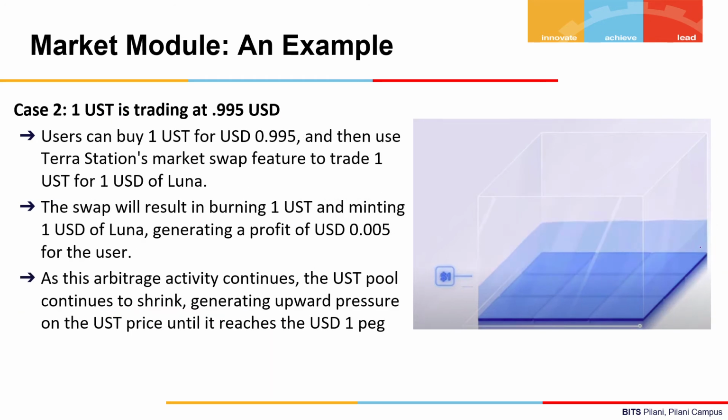Moving on to the second case, if the USD is trading at 0.995 USD, the user can buy 1 USD for this many dollars and then use the swap feature to trade 1 USD for 1 USD of Luna. This swap will result in the burning of 1 Terra coin and the minting of 1 Luna coin, and the profit of 0.05 can be pocketed by the user. Again, as this arbitrage activity continues, the volume will decrease and the price will again increase to $1.